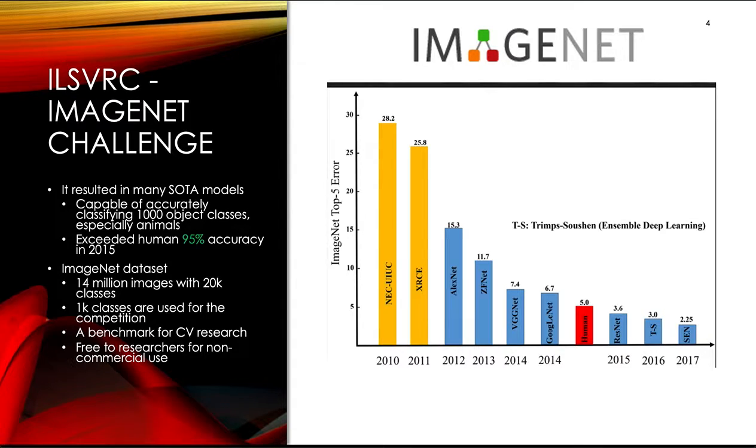As you can see, many state-of-the-art models have been created out of the competition, such as AlexNet in 2012, VGGNet in 2014, and ResNet in 2015 to accurately classify 1,000 object classes, especially animals. Do you know that human image recognition accuracy is 95%? This benchmark was already exceeded by AI in 2015 with 96.4% accuracy. This is a breakthrough in AI innovation history indeed.